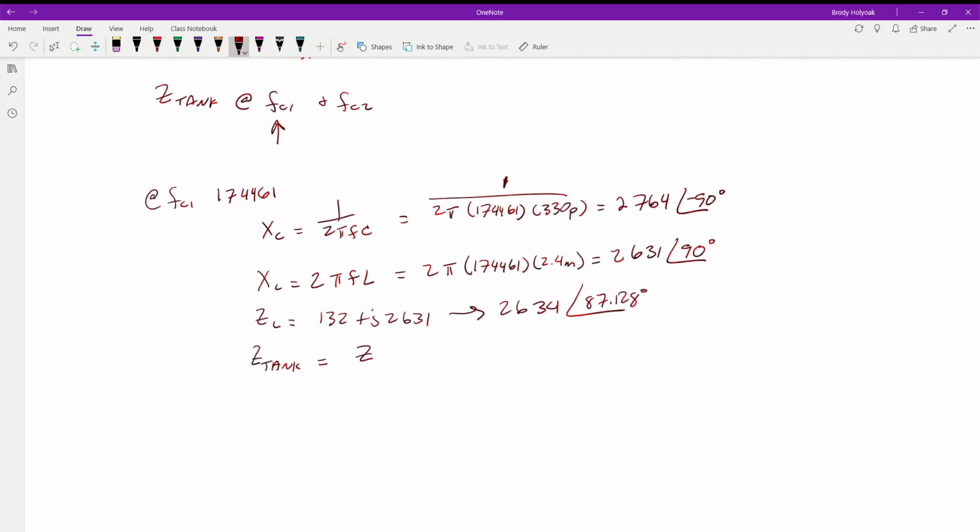So remember, the impedance of the capacitor times the impedance of the inductor divided by the impedance of the capacitor plus the impedance of the inductor. And I know this is kind of a lot of talk and a lot of boring stuff, but the reason is there's just a lot of steps that we have to do to get through these. So when we come through there, we're going to have 2634 at -90 times 2764. Oops, sorry, I flipped those.